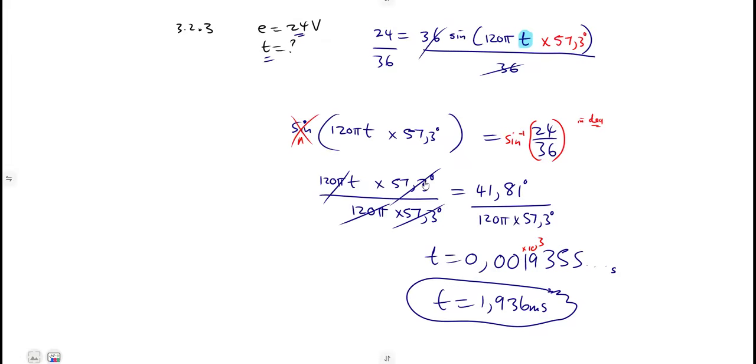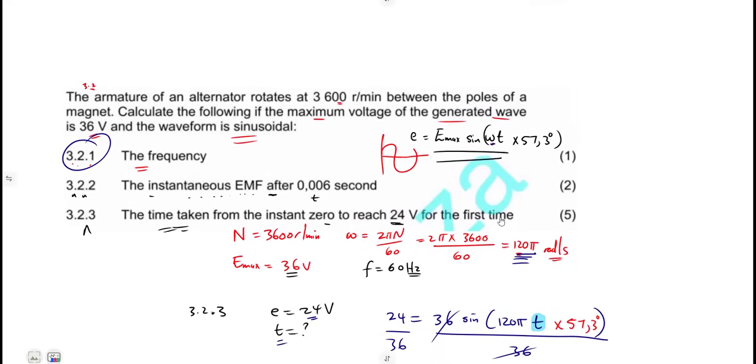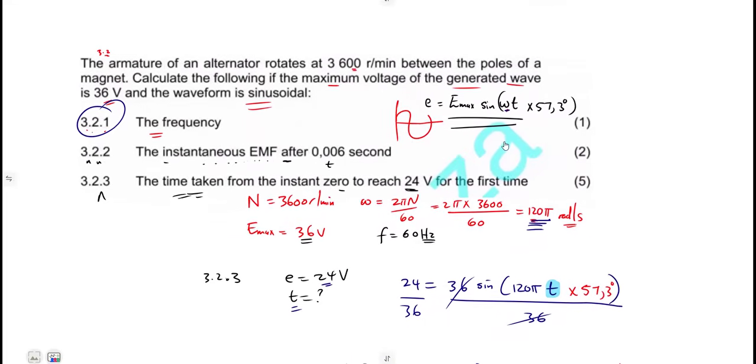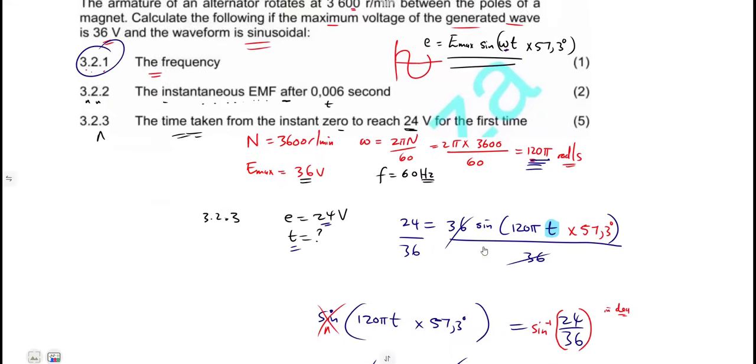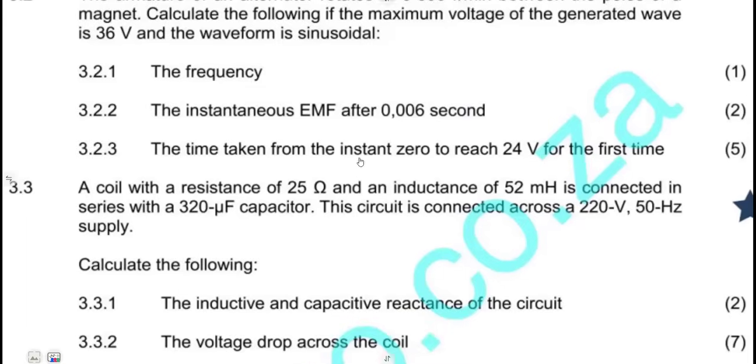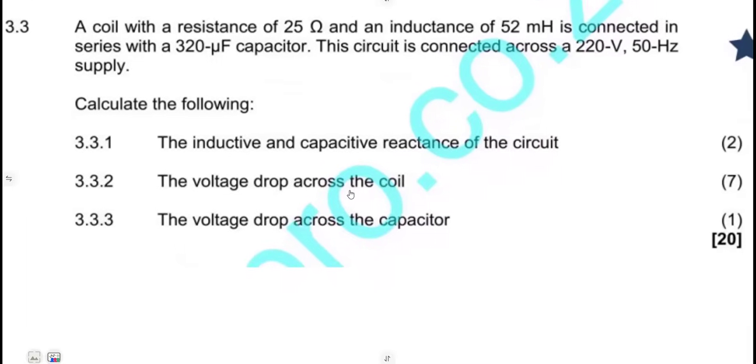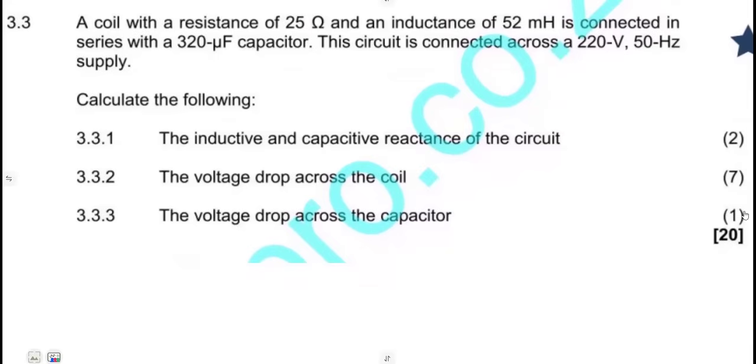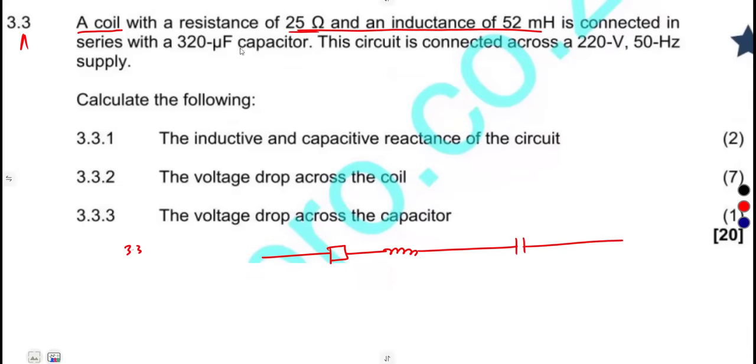Okay, I see that there is another part. This is 3.3. Remember, I separated. All right, I remember. This is our 3.3 here. On 3.3, we are given a coil with the resistance of 25 ohms and inductance. So this whole part is representing a coil. So there is a coil, it has resistance and what? And inductance. Then later on is connected in series with a capacitor as we are given here.